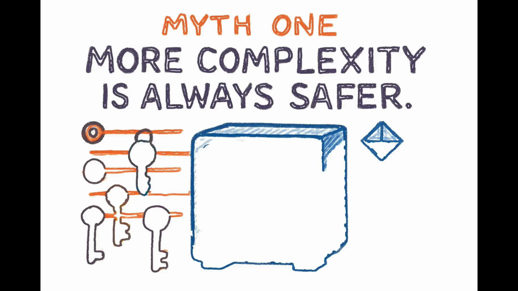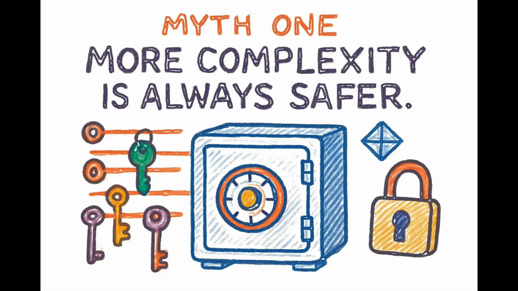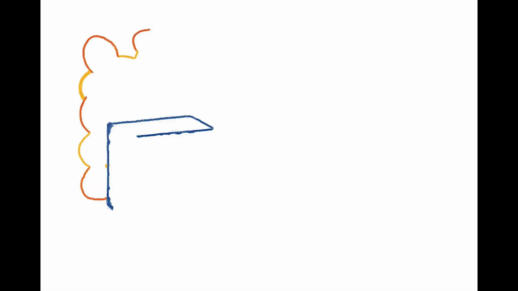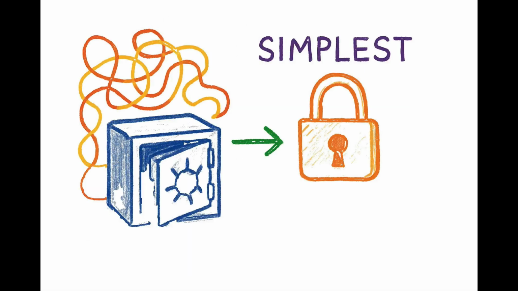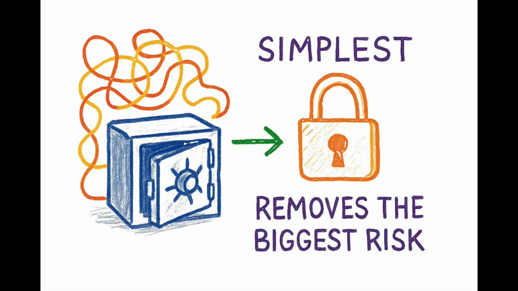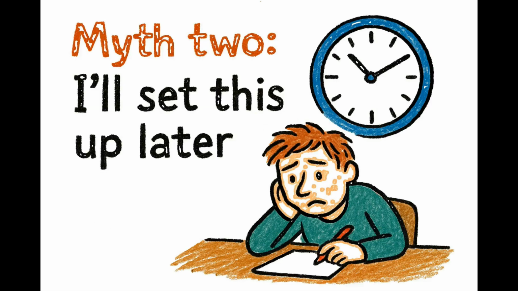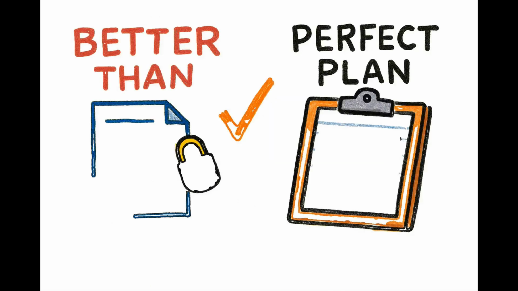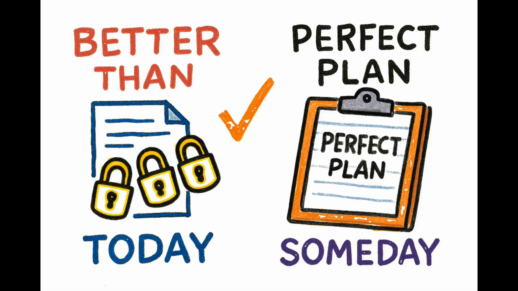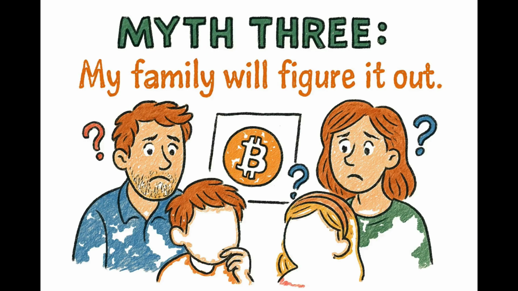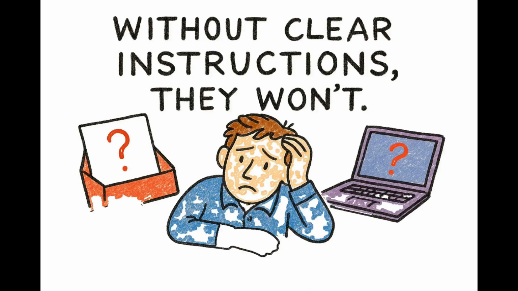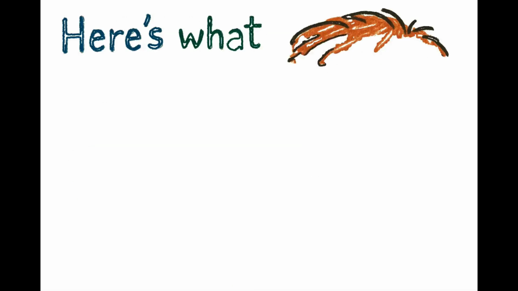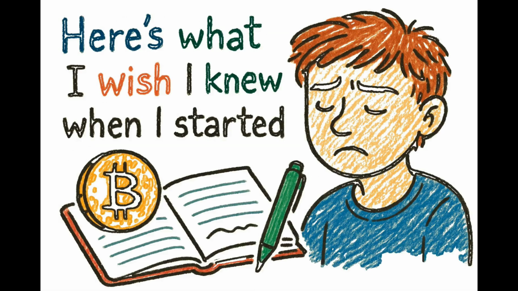Myth 1. More complexity is always safer. Every added key or rule increases the chance of user error. The safest setup is the simplest one that removes your biggest risk. Myth 2. I'll set this up later. Later usually means never. Even a basic multisig today is better than a perfect plan someday. Myth 3. My family will figure it out. Without clear instructions, they won't. Assume zero Bitcoin knowledge.